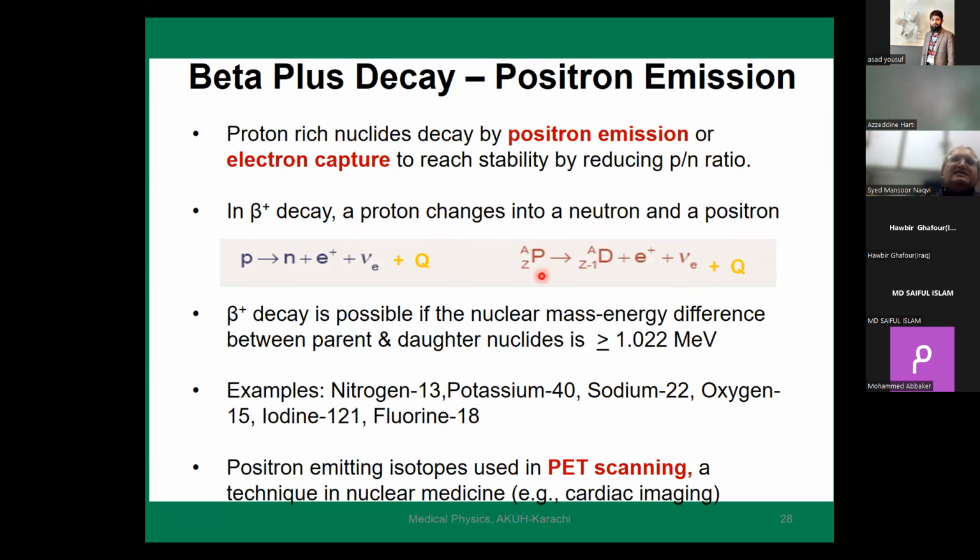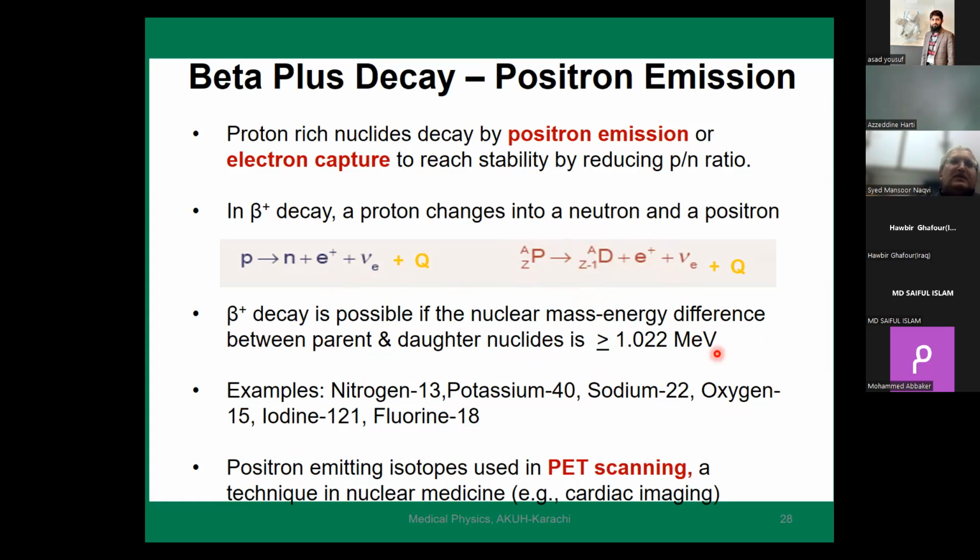That proton decays, so the parent decays losing one proton, so Z decreases to Z minus 1, but A remains the same because the composition is different. This A is Z plus N, whereas this A is Z minus 1 plus N plus 1. N is the number of neutrons, so the number of neutrons is increased and the number of protons is decreased, but the sum remains the same as A, and this positron is emitted. This is the energy which you can see.